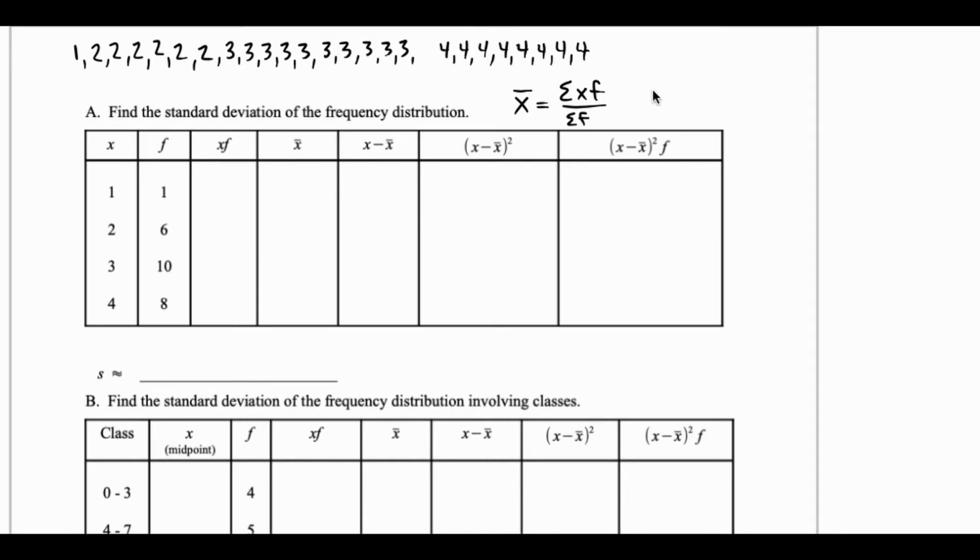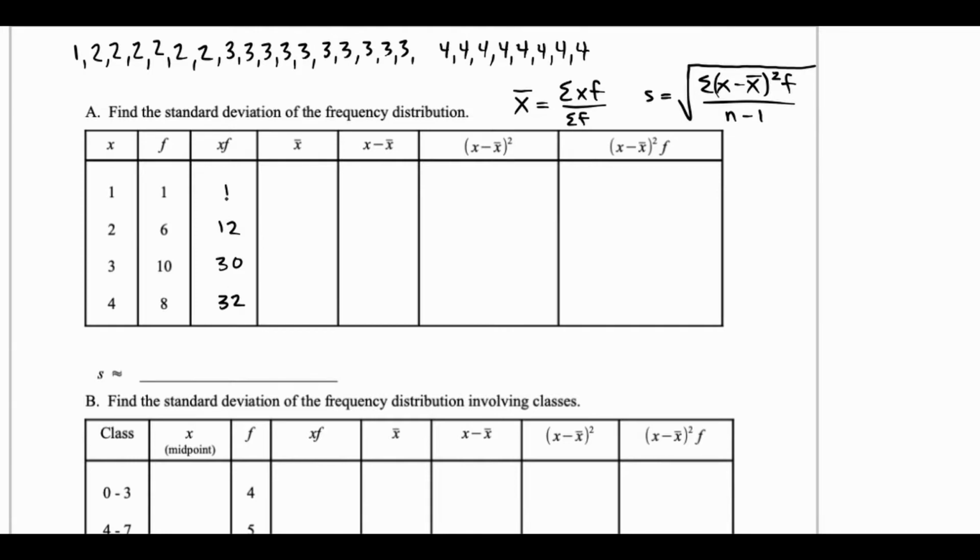of the distribution. And then we also want this formula for sample standard deviation of a frequency distribution. It'll be the square root of sigma x minus x bar squared times f, over n minus 1. Very similar to what we did before. So my first task is just to multiply x times f. So I'm going to do 1 times 1 there to get 1. We'll do 2 times 6 to get 12. 3 times 10 makes 30. 4 times 8 makes 32.